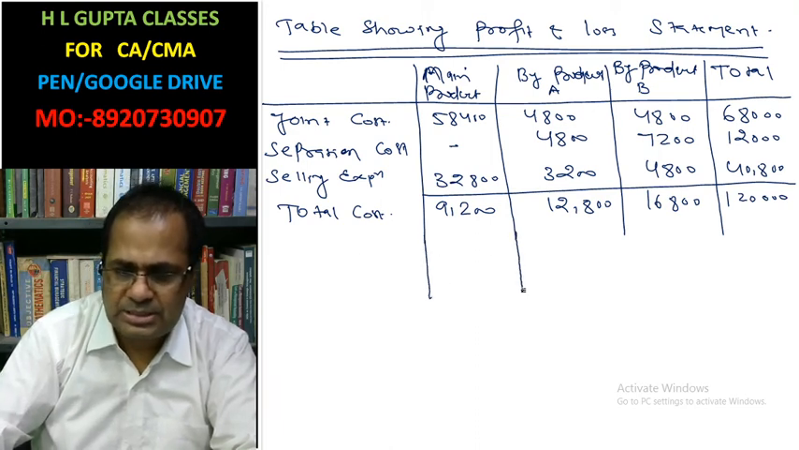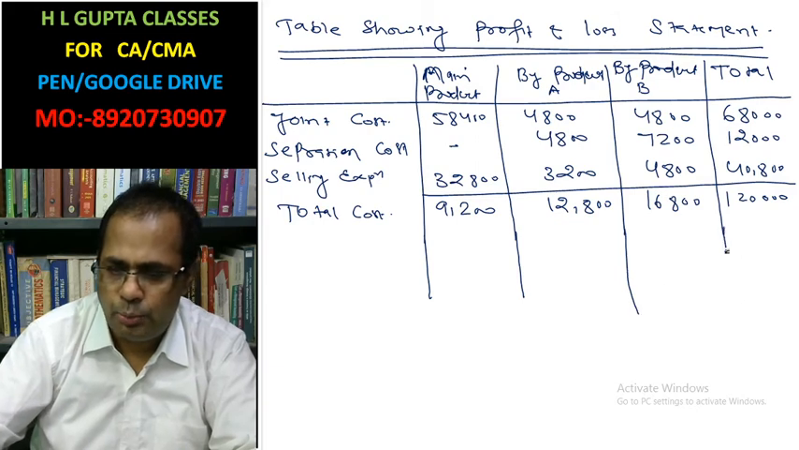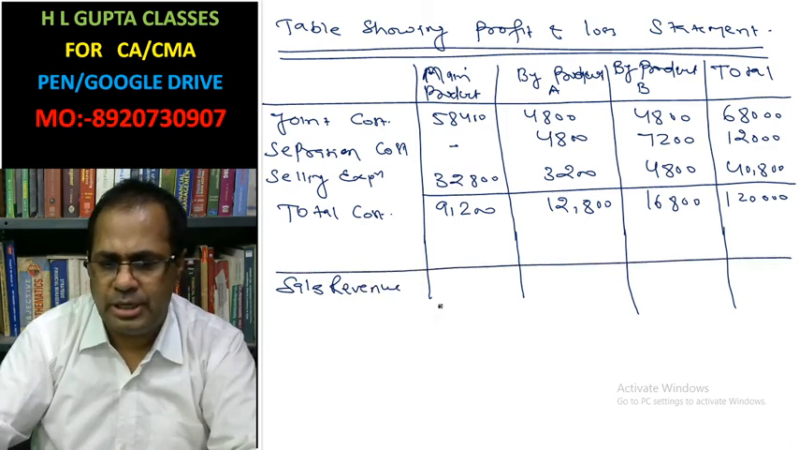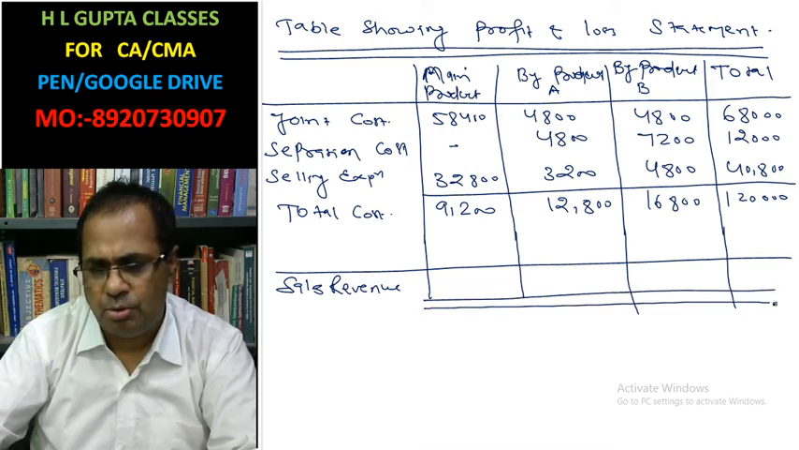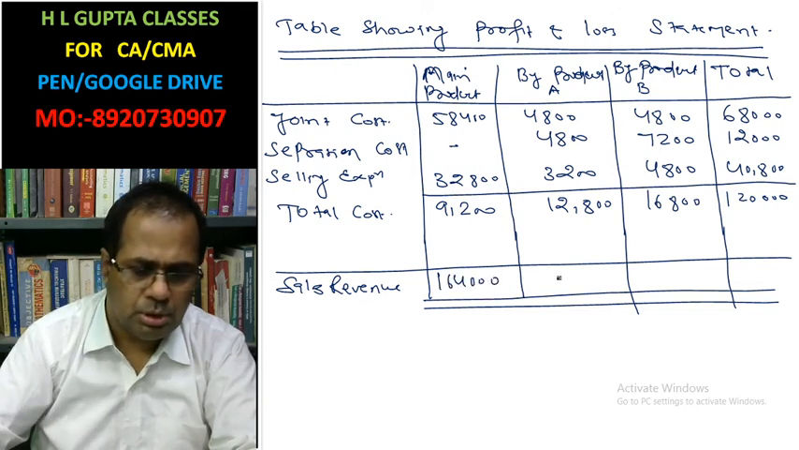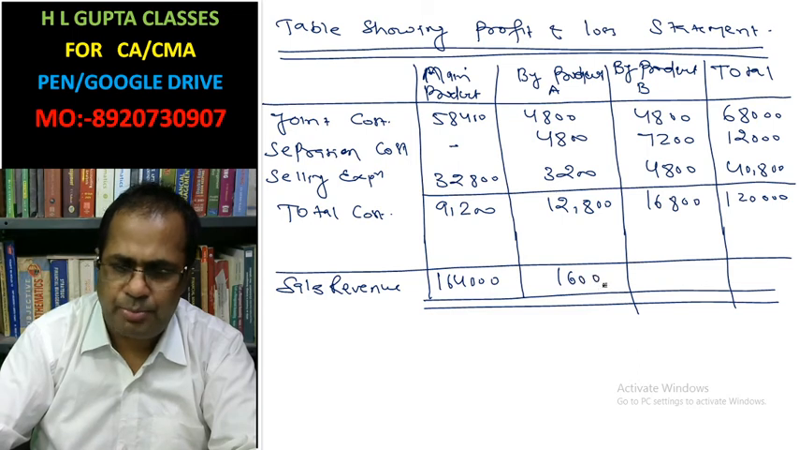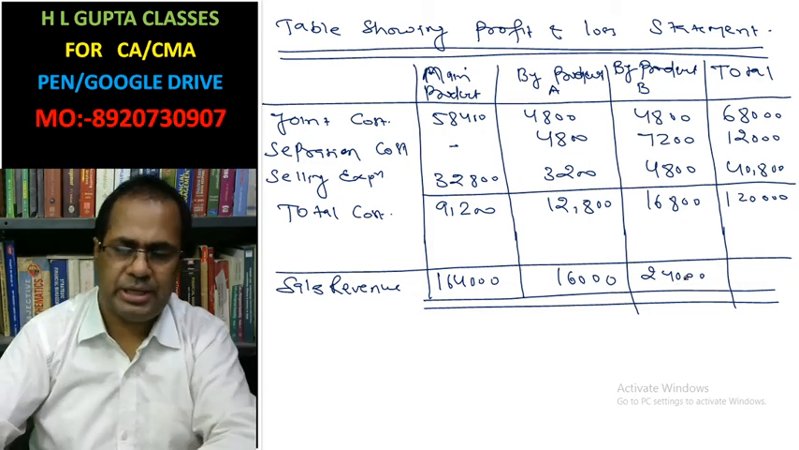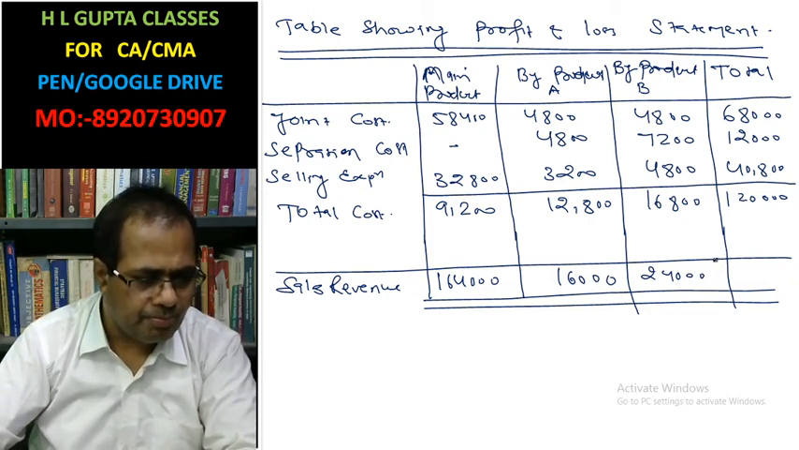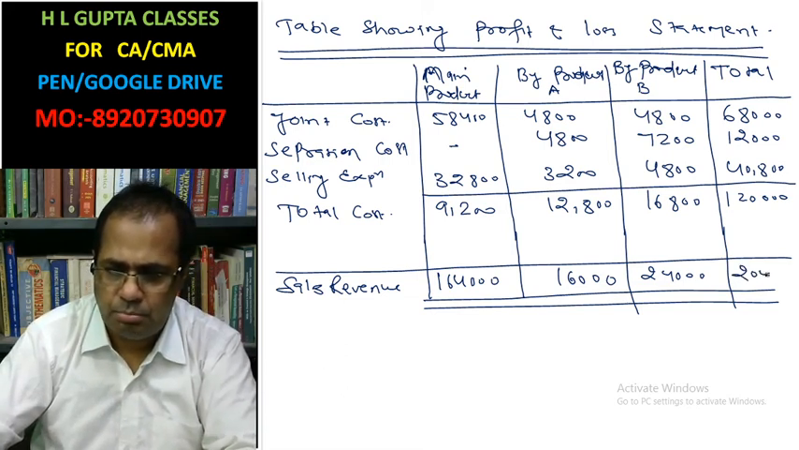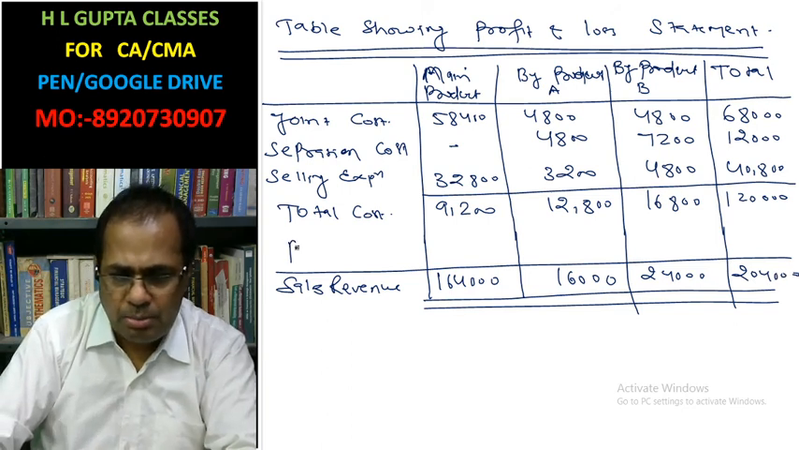Thereafter, we have the sales revenue. What is the sales revenue in this case? It is already given in the question. Sales revenue we already have: 1,64,000 for the main product, 16,000 for byproduct A, and 24,000 for byproduct B. The total sales revenue is 2,04,000. This is given here. Then what will be the profit?